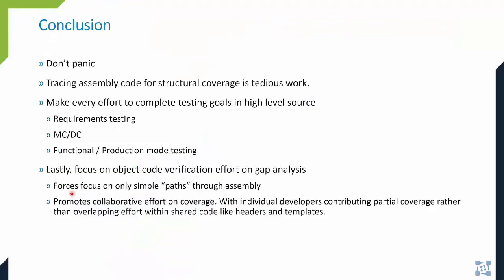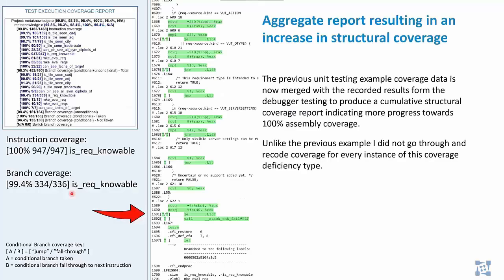So, in conclusion, don't panic. Tracing assembly code for structural coverage is tedious work. There's just no easy way to say it. The amount of time and effort to achieve the coverage for these next two branches is significant.